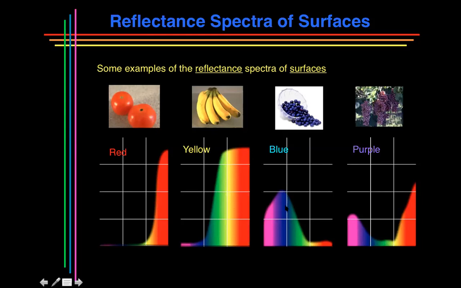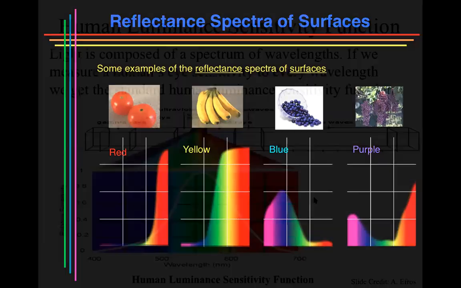Here for this image, you see that you have a peak for the blue wavelengths, and for the purple you have a peak on the left and a peak on the right, for the violet and for the red wavelength.